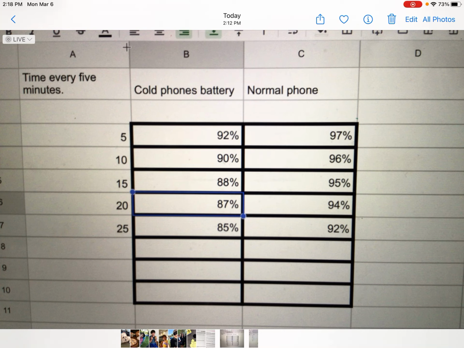Okay, so I think they probably put the whole phone maybe in the fridge to get that cold. I'm not sure. And then for normal, they just left it out for a while until it got back to a normal temperature.